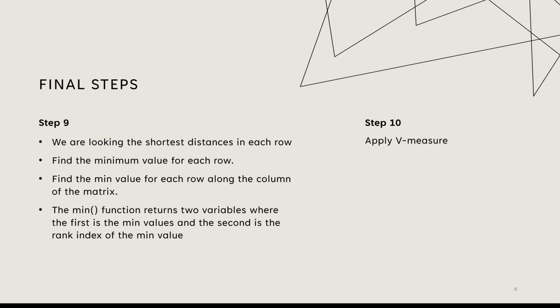All right, and in our final steps, as we're looking at the shortest distances in each row, we're going to find the minimum for each row. We're going to find the minimum value along the column of the matrix, and the minimum function returns two variables. The first is the minimum value, and the second is the index of that minimum value. And then we apply our V measure. So let's get into our live demo.